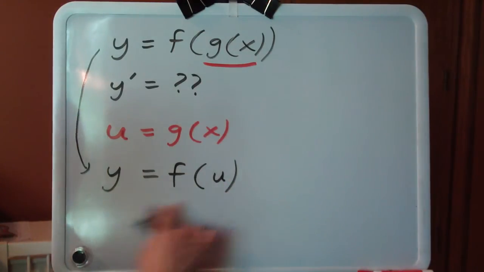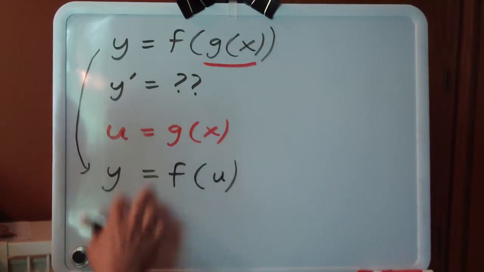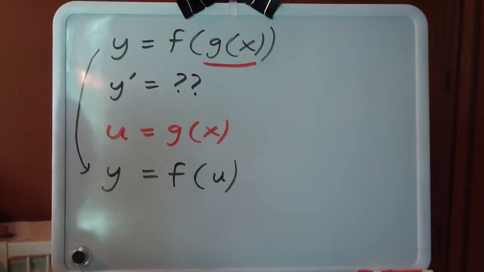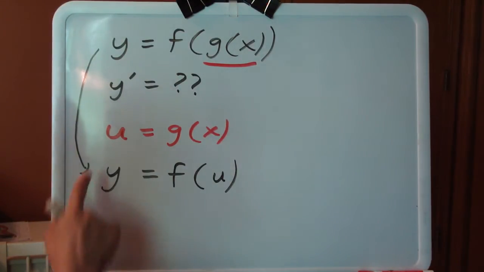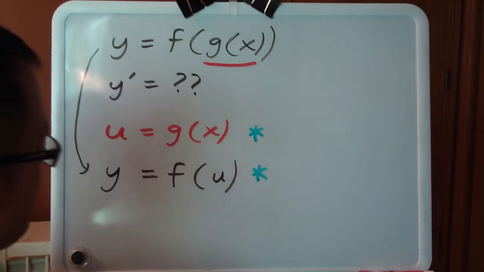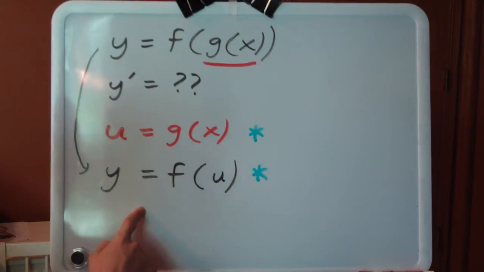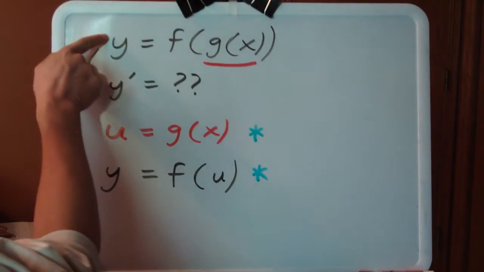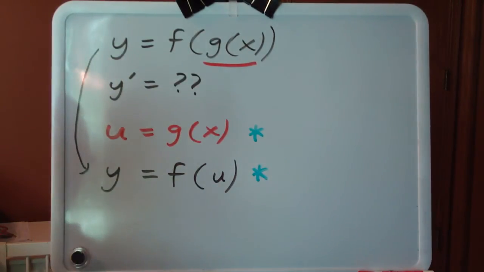I know this kind of looks like a mathematical curse, but all we're doing is just letting u equal g of x. Probably the most important thing here is to realize that these two statements, I'm going to put an asterisk on each of them, these two statements together are exactly the same as the statement that we started off with, right? So all we're doing is we're introducing one variable here and just breaking this function into parts.